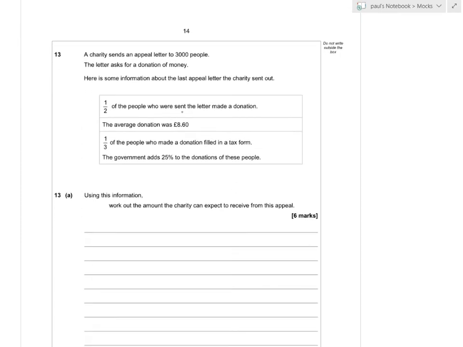A charity sends an appeal to 3,000 people. Does it indeed? So it's question 13. The letter asks for a donation of money. Here is some information about the last appeal. Half of the people who were sent the letter made a donation. The average donation was £8.60, and a third of the people who made a donation filled in the tax form. The government gives 25% of the donation of these people. Use this information to work out what they can expect.